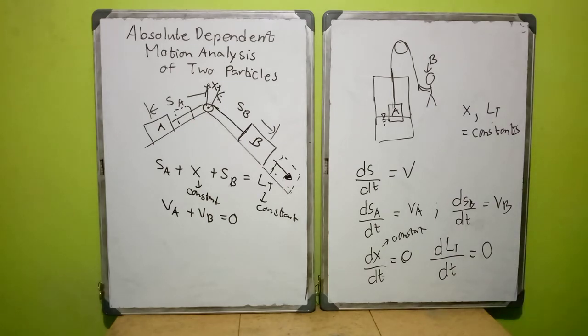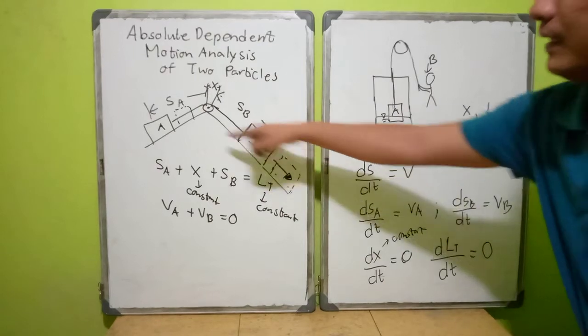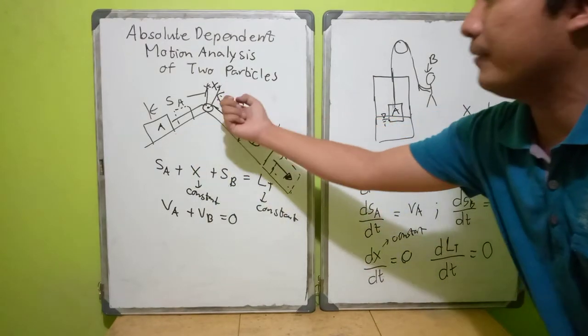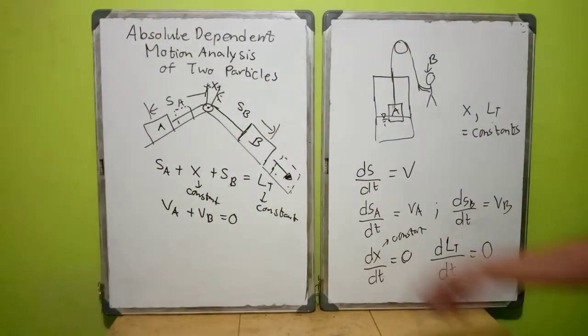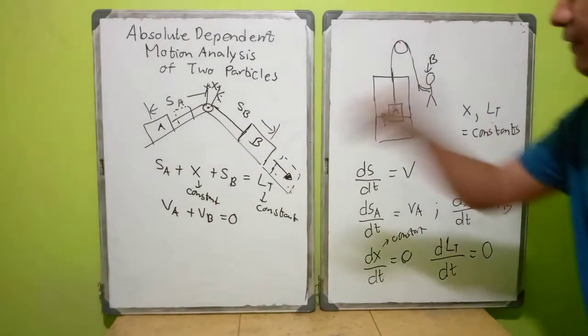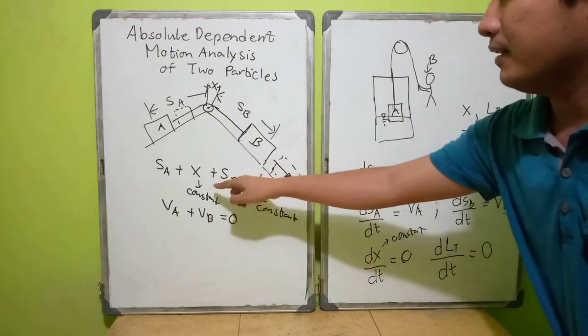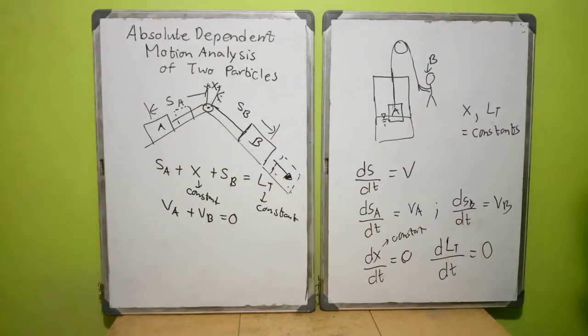As you can imagine, no matter how far this SB will go and your SA will go upward, while your SB goes downward, the total length of the rope pulling from SA to SB, this total length SA plus X plus SB, will always be constant. Only your SA and SB are changing.